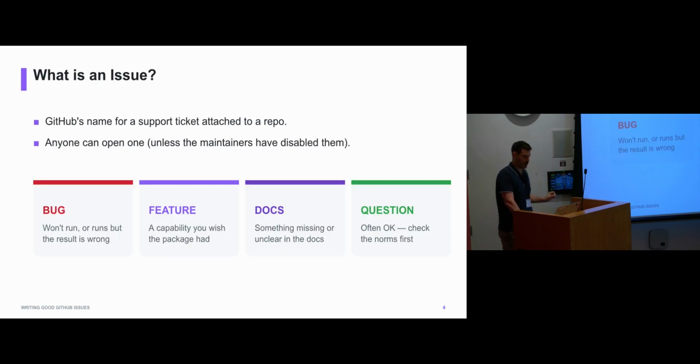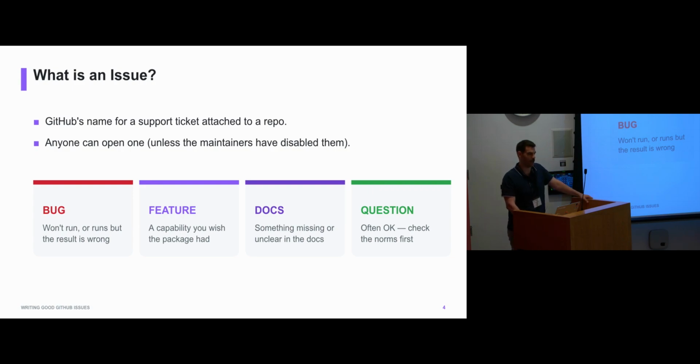Okay, so let's talk a little bit about what a GitHub issue is. Again, it's GitHub's name for a support ticket, which is attached to a repo, which again is basically a project. Anyone can open one as long as they're enabled by the project. They're enabled by default, so the vast majority of repos you'll find allow you to open issues. The ones that don't usually are archived historical things that developers are no longer supporting. If a project does not allow you to open issues, that is a signal that it's probably not actively supported.